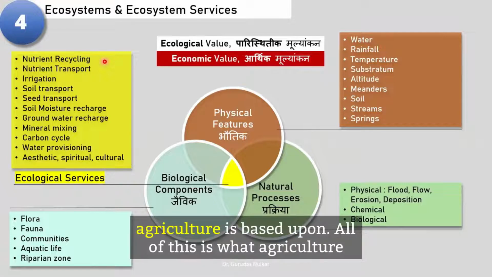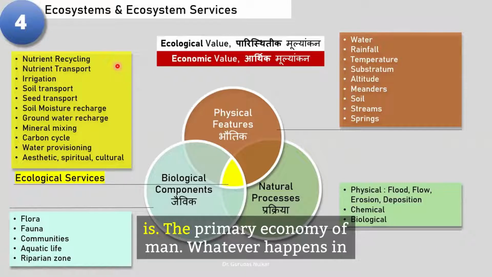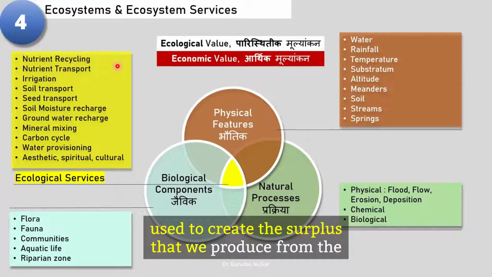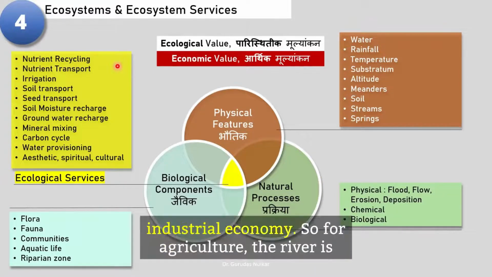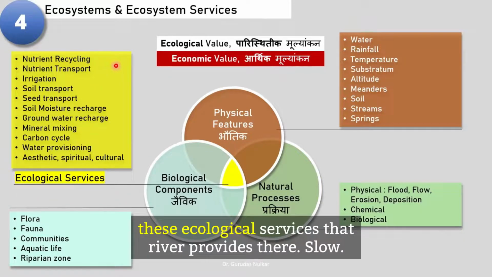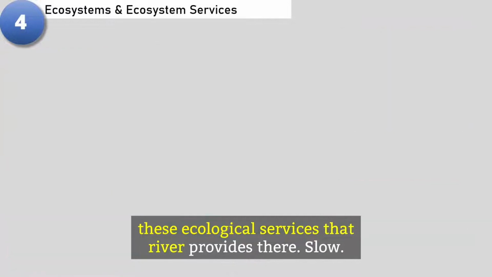All of this is what our agriculture is based upon. All of this is what agriculture is, the primary economy of man. Whatever happens in agriculture, the surplus that we produce in agriculture is used to create the surplus that we produce from the industrial economy, right? So for agriculture, the river is critical. Not just critical, you cannot live without these ecological services that a river provides.